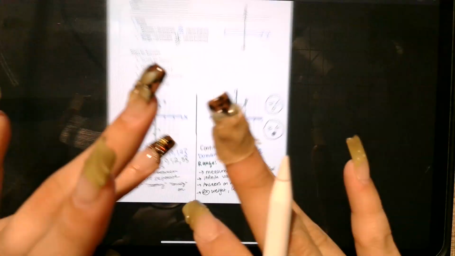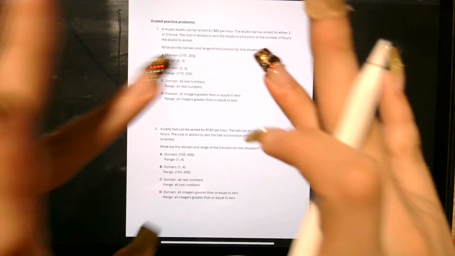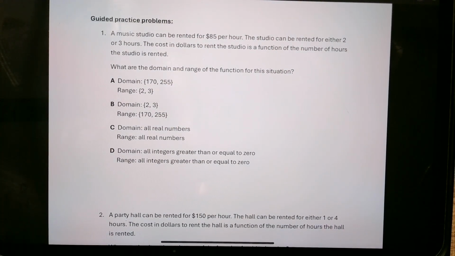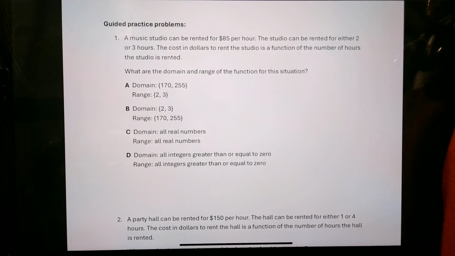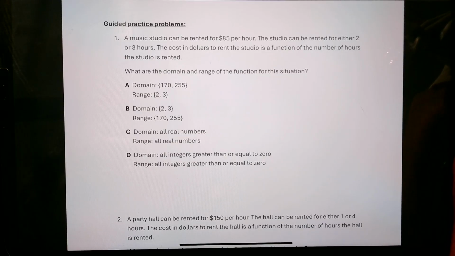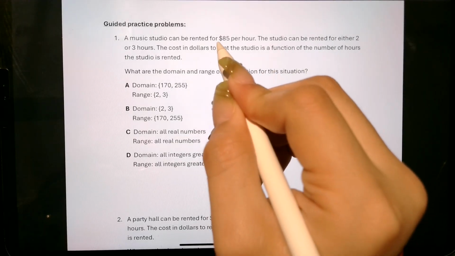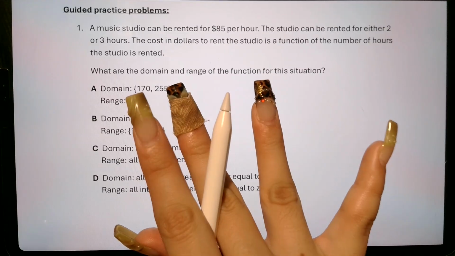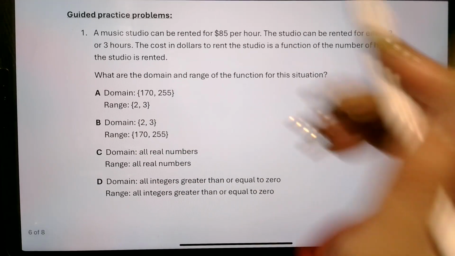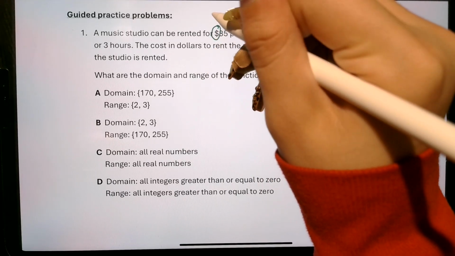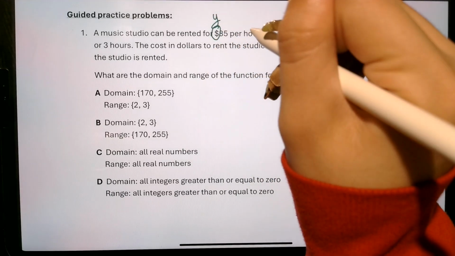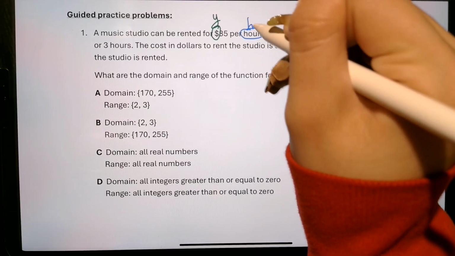So let's turn our page. Let's go over this first problem right here. Okay, so a music studio can be rented for $85 per hour. This is the slope. I don't know if y'all can see. $85 per hour is the slope. Always first, think about it. It's the change in y over the change in x. So first we're talking about our y, which is dollars, and then our x, which is the hours.